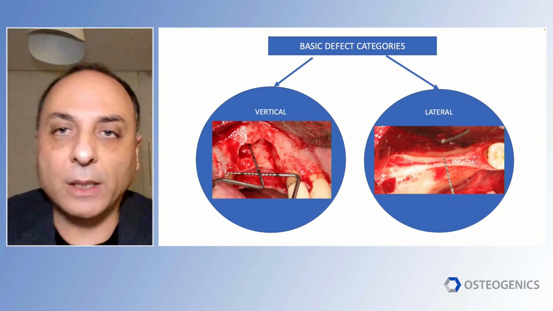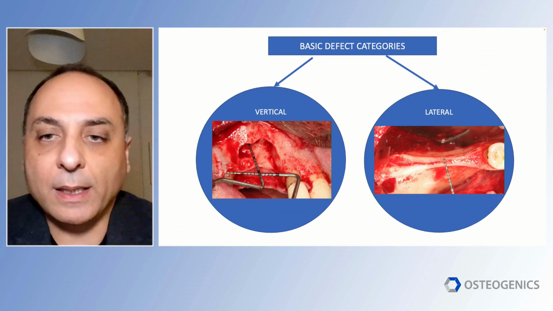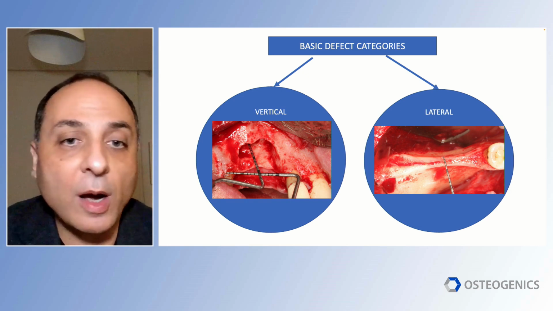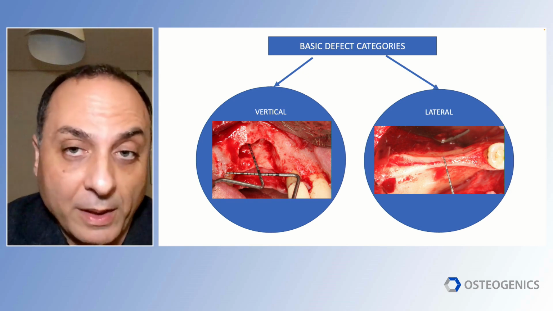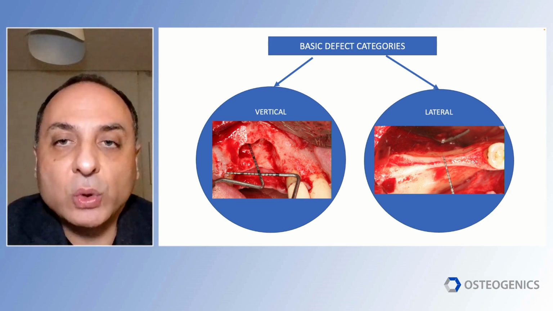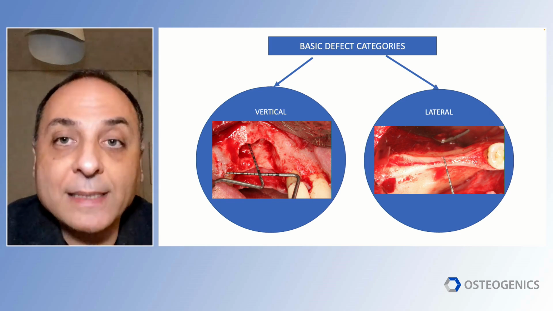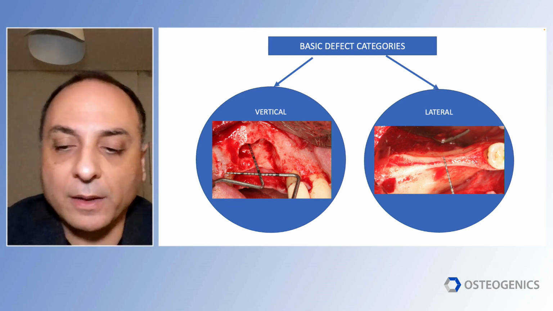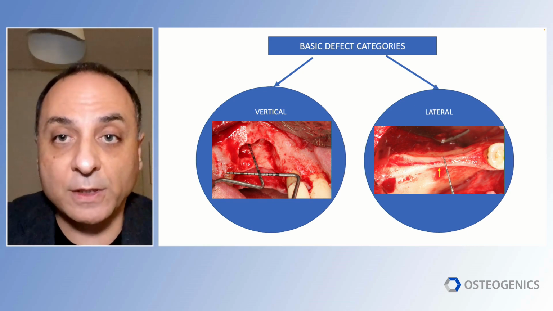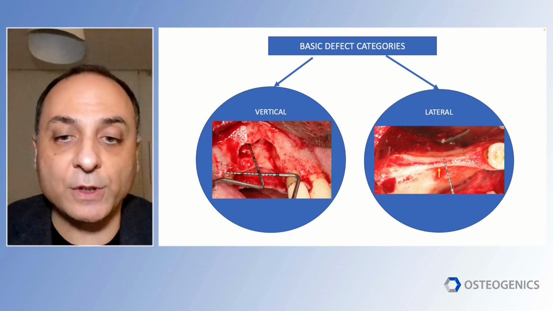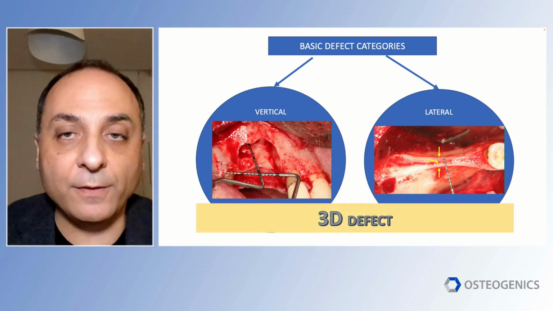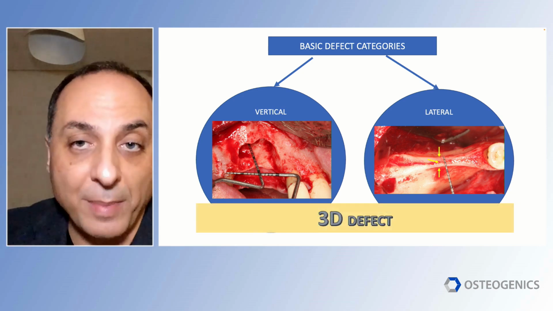So basically speaking, we have the habit to describe the defects in two categories: the lateral one and the vertical one. Obviously, the vertical is a 3D defect by default. So what about the lateral? Most of the time we tend to consider the lateral as a simple defect, whereas in reality, it's also a 3D defect, because all lateral defects have some deficiency in the buccal, some deficiencies in the lingual, and some vertical deficiencies too. So all of our defects are basically 3D.